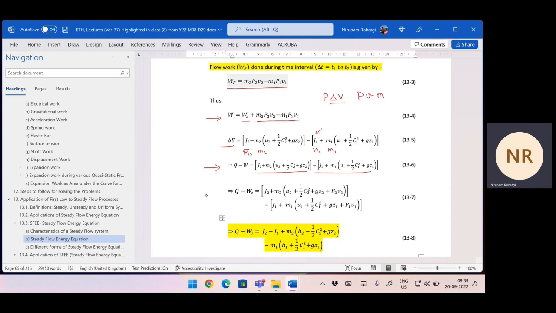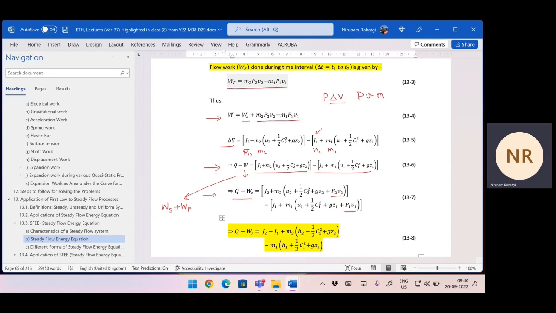Now what we have done is, this work has two components. One is a shaft work and one is a flow work. So the flow work from this has been taken to the right side. I could have put one more step in between, but you can take it like that. So here the work is made up of two works, shaft work plus flow work. Shaft work remains on the left. We don't have any equation for that. But the flow work, we know the equation.